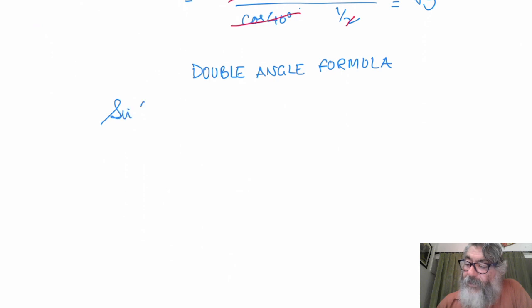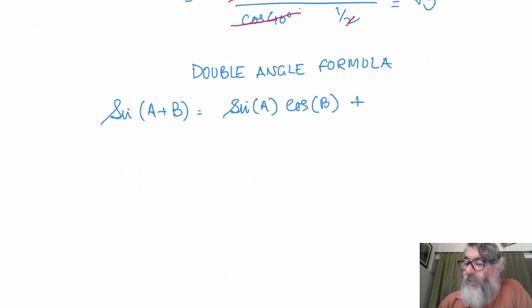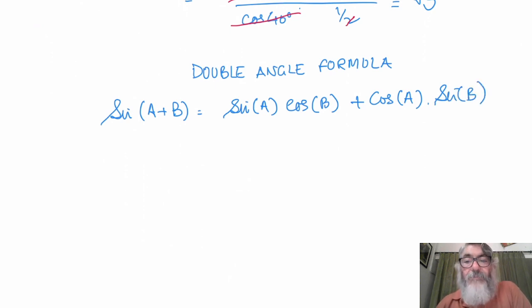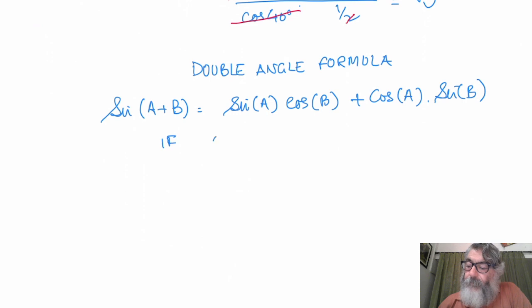Like sine A plus B is sine A cos B plus cos A sine B. We know sine A plus B is sine A cos B plus cos A sine B. Now what he says is that if A is equal to B, that means B is replaced by A or A is replaced by B.